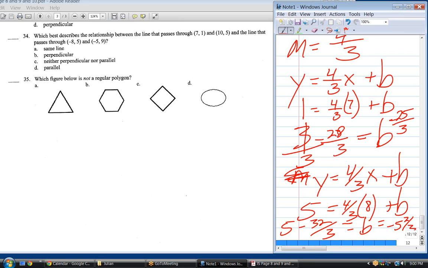That's more than 5. That's minus 8. So they're different, they're parallel, not the same.